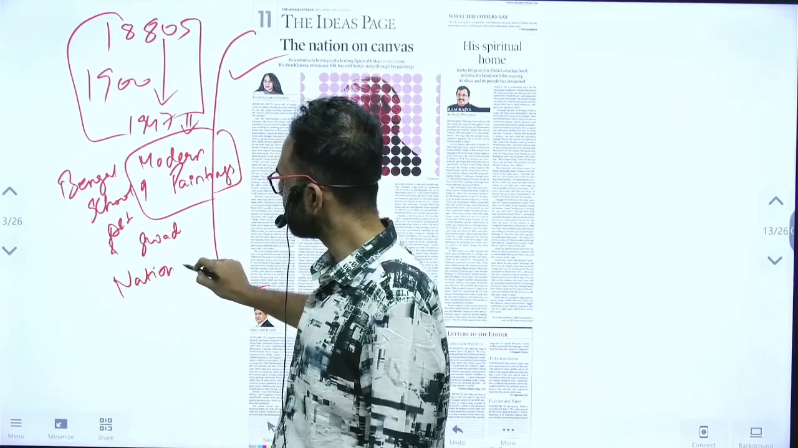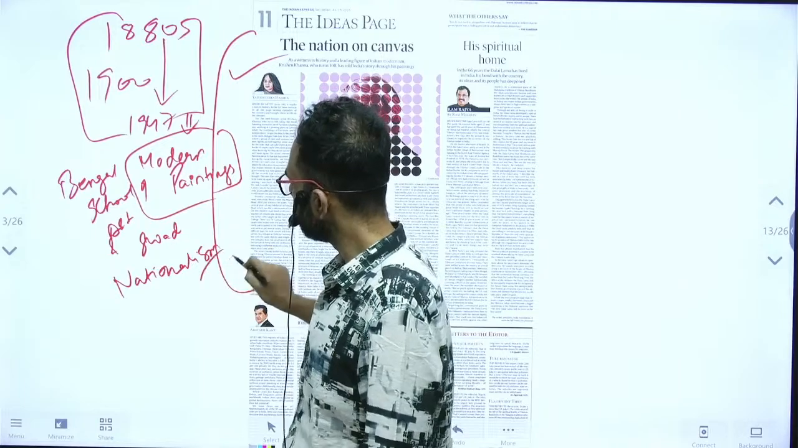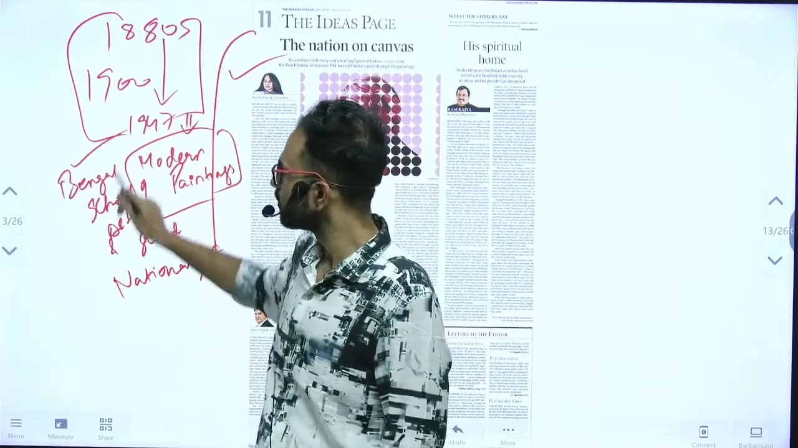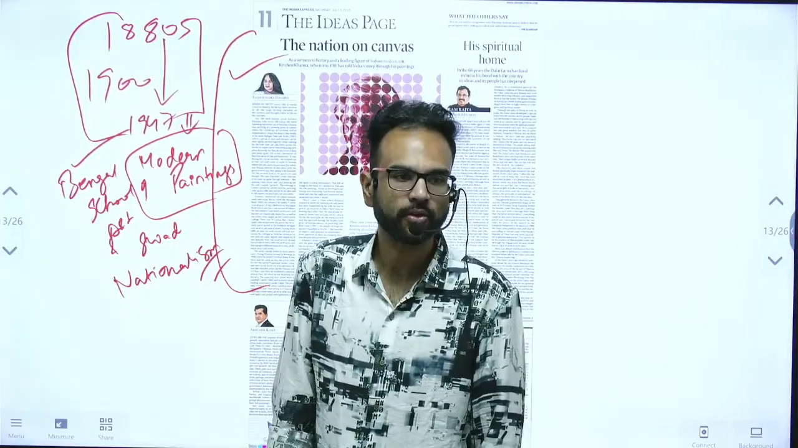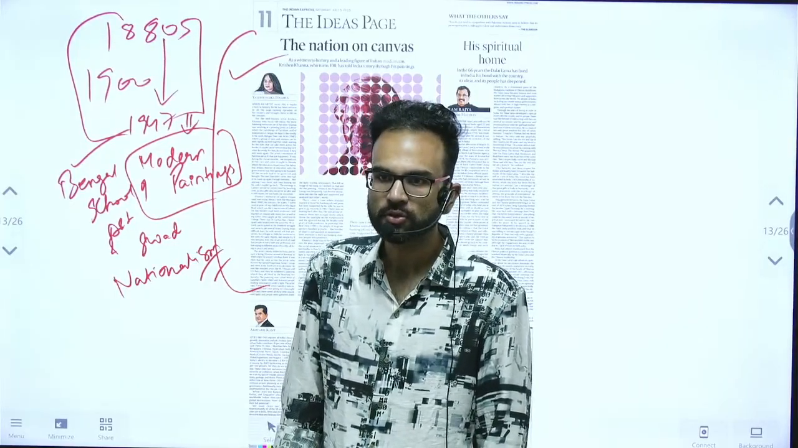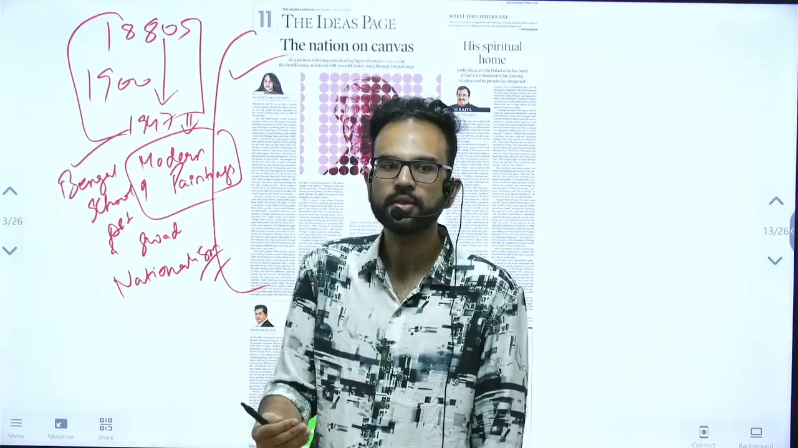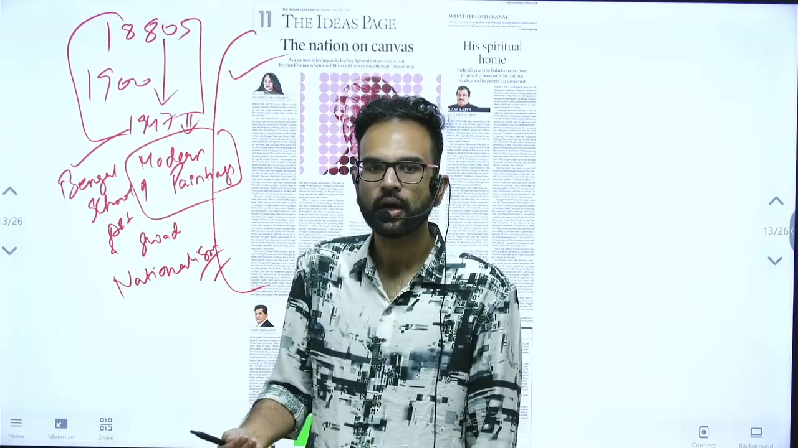This is a separate chapter which was recently introduced by NCERT. I want you guys to read this. There are painters like Abhindranath Tagore, Nandalal Bose, who added a lot to the national movement through their art.